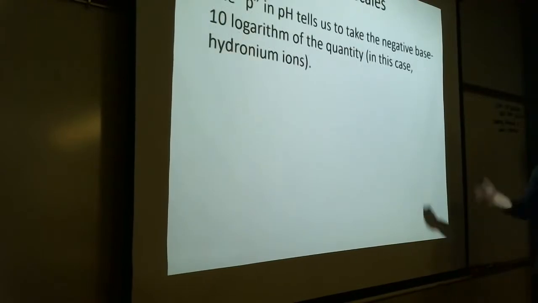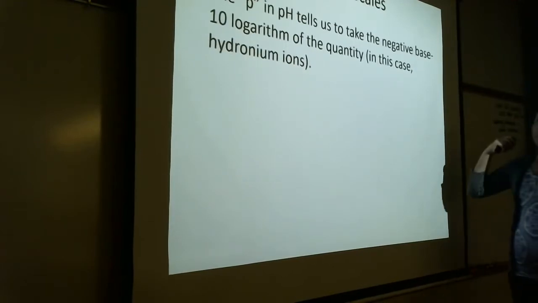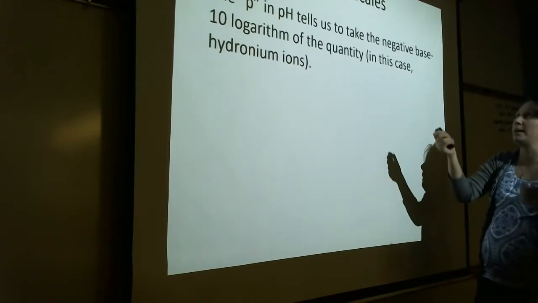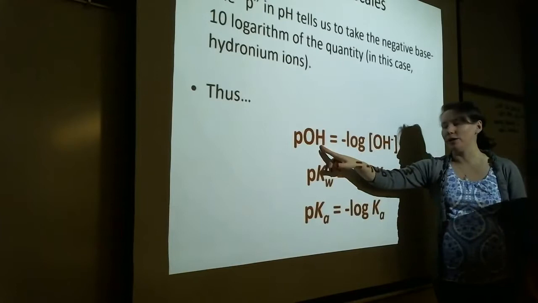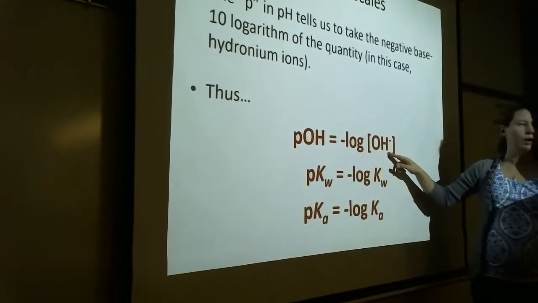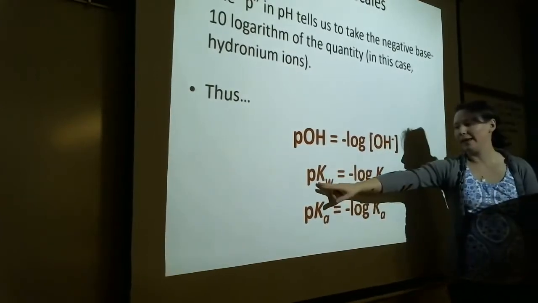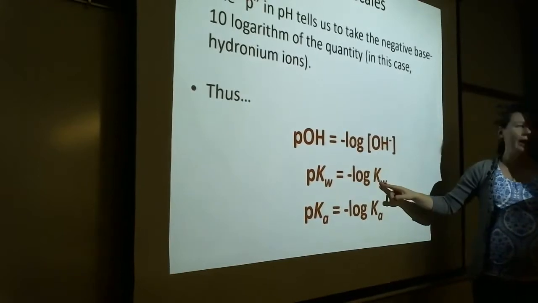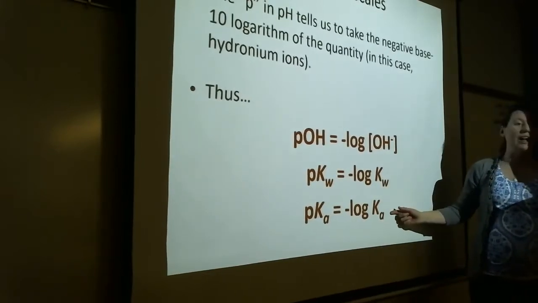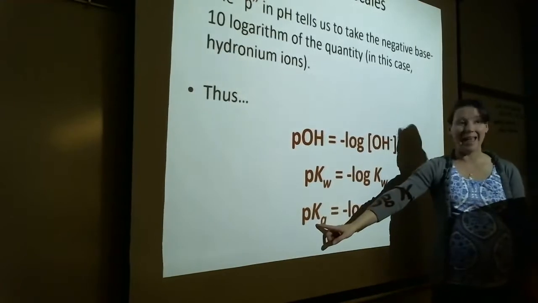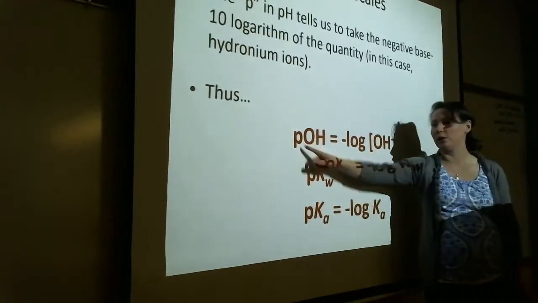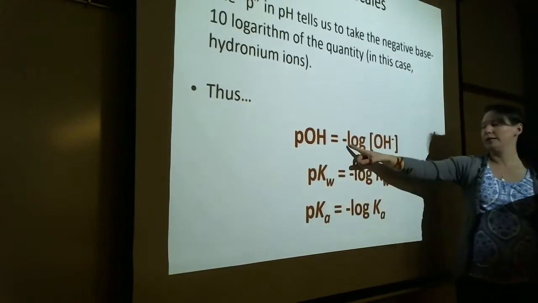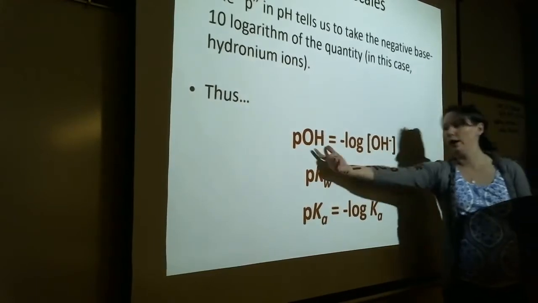Okay, now anytime you see P in front of something, you should automatically think, okay, negative log. P means negative log. So that means pOH would be the negative log of hydroxide ion. pKw would be the negative log of Kw. This is something you'll see a lot in organic chemistry. pKa will be the negative log of your Ka. Okay, so anytime you see a little p in front of something, that just means take the negative log of whatever it is.